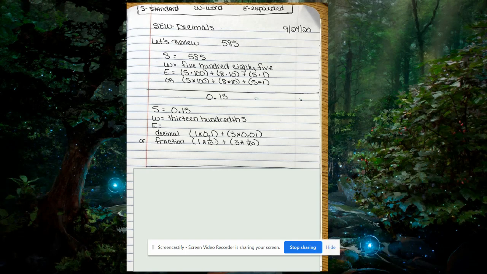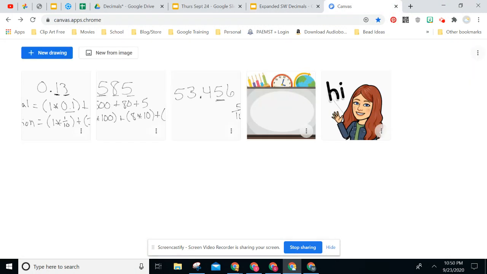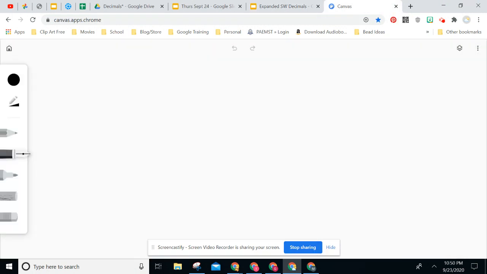All right, so we're back, and hopefully you wrote down both ways. You wrote everything that's in here on this notebook. So you wrote down standard form, word form, and expanded in both decimal and fractions. I need you to be able to recognize that it could be written either way. Okay. All right, let's do another one. Go back to my little drawing here. Let's get a new one. And this time we're going to do this number right here.